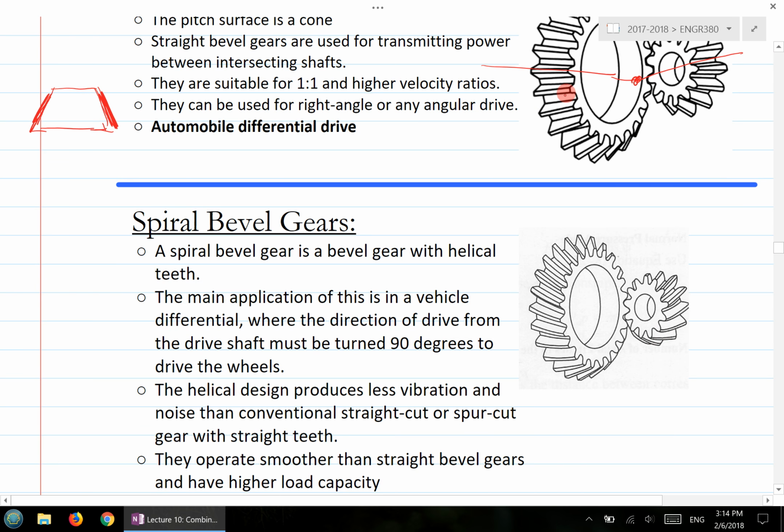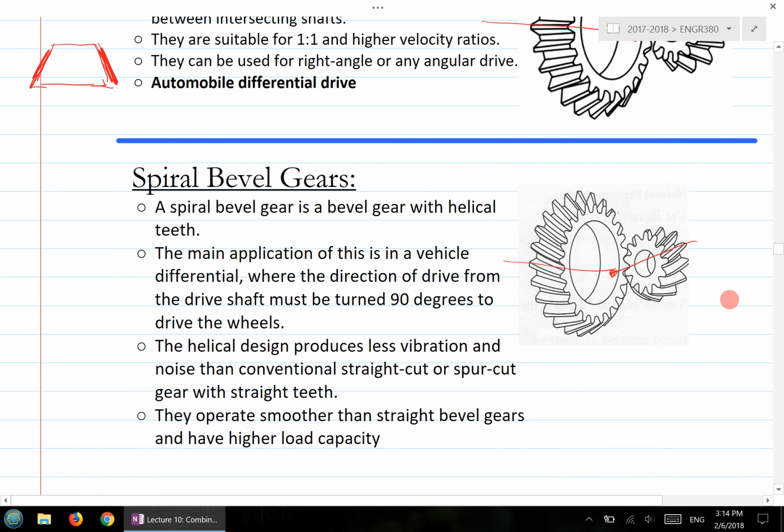So instead of straight teeth, the spiral bevel gear has teeth like a helical gear, so the profile is part of a helix. The two axes still intersect with each other. And of course, because of the helical type of profile, there will be less vibration, and it can also take more load.